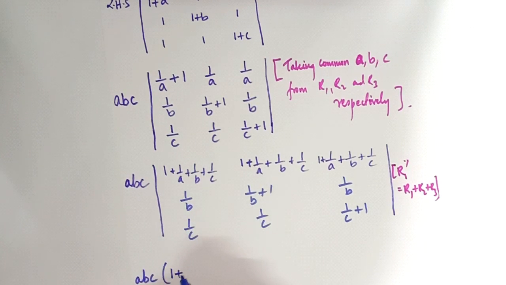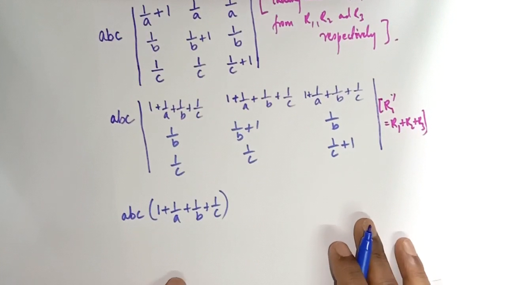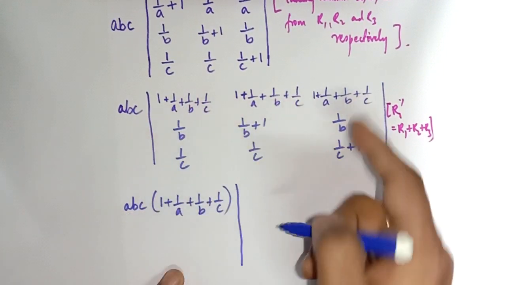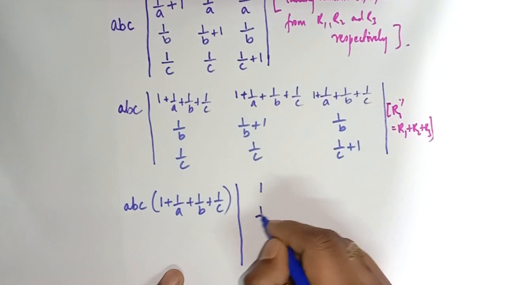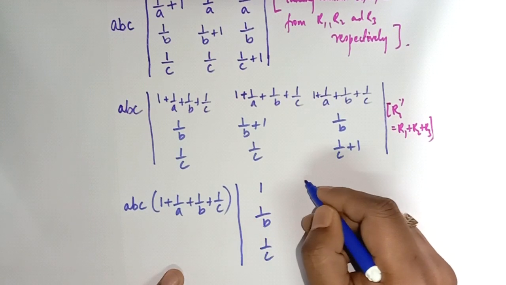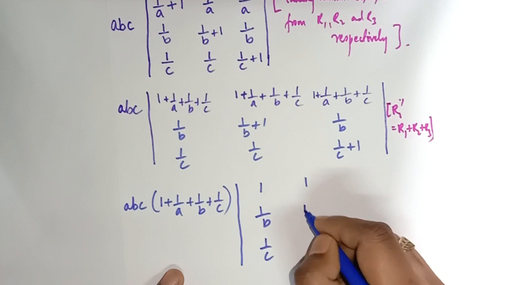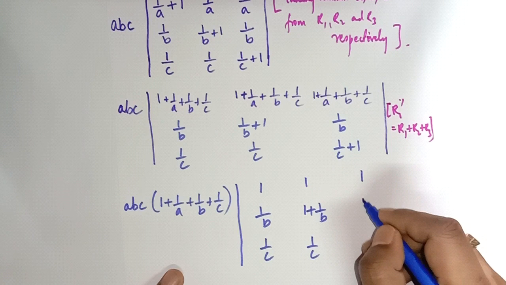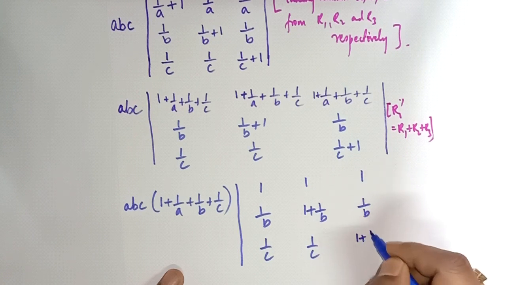This whole thing is 1 plus 1 by A plus 1 by B plus 1 by C. So I take it common. If I take it common, that means this is already outside, so it will be 1. So it will be 1 by B, 1 by C. This side also 1, this will be 1 plus 1 by B. This will be a 1 by C. This will be a 1 by B. This will be 1 plus 1 by C.